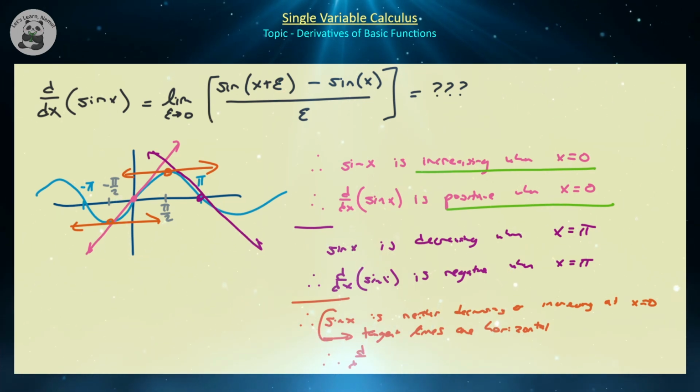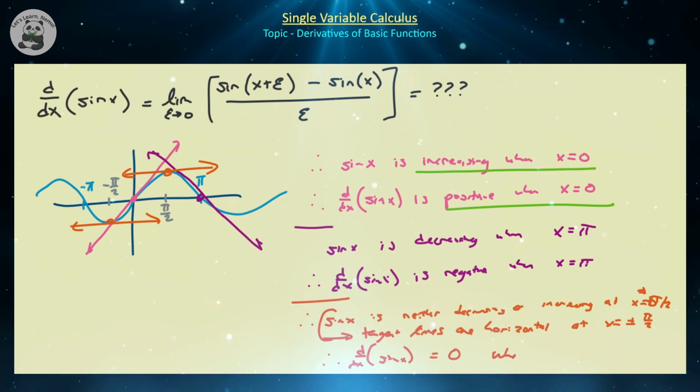That means the derivative, whatever it is, is going to be 0 at x equal to plus or minus pi over 2. So plus or minus pi over 2. Therefore, the derivative of the sine of x is going to be equal to 0 when x is equal to plus or minus pi divided by 2.